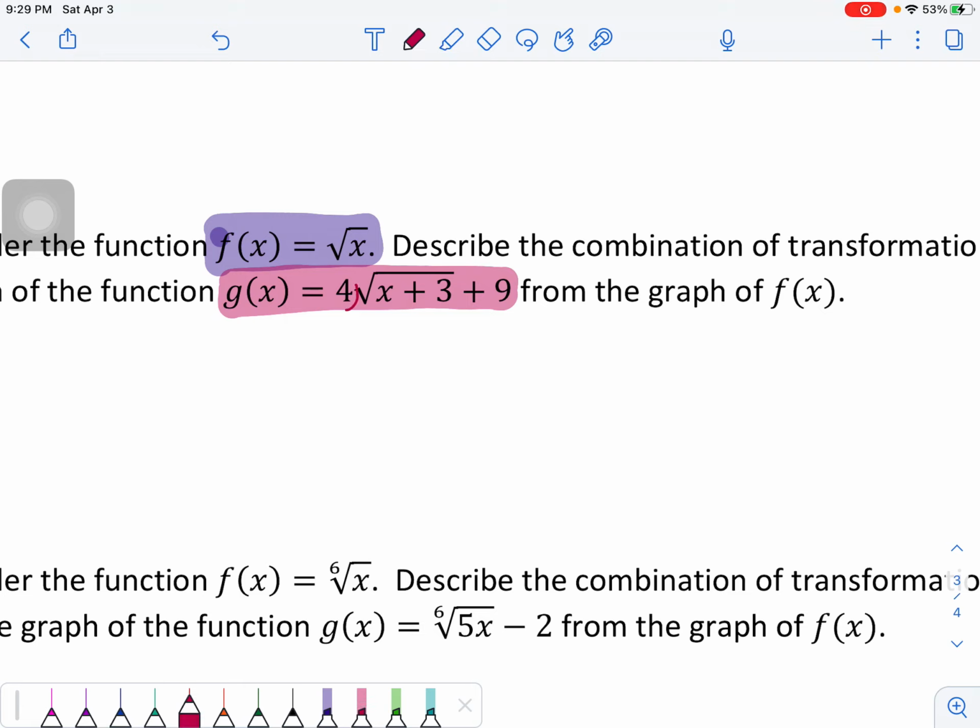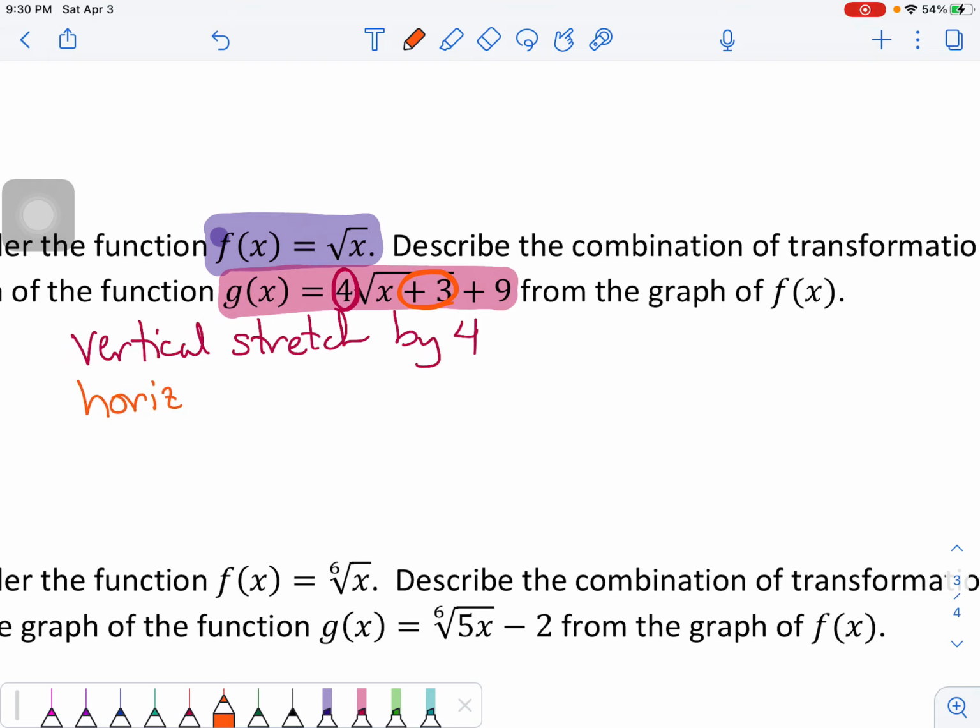So starting on the left here, we've got a 4 in front of the function that's being multiplied times the square root. That is a vertical, it's supposed to be a C. Let's try that again. Vertical stretch. I'm having spelling issues today, sorry. Stretch by 4. Okay. We've got x plus 3 inside the square root. So that is going to be a horizontal translation.